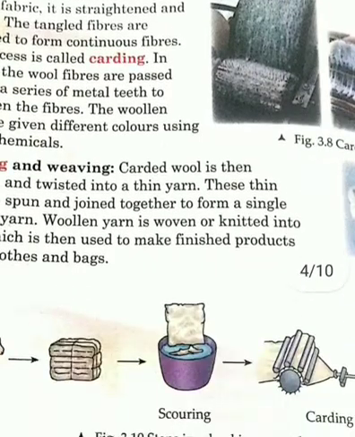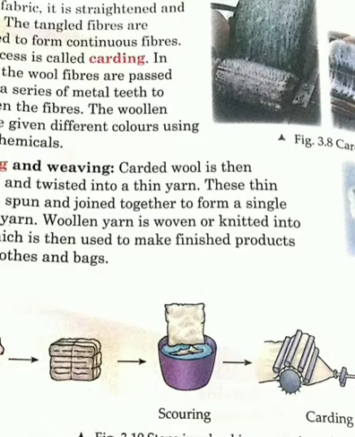We do the process of sorting. Sorting means differentiating different types of wool. After scouring, some wool gets damaged, and that wool is carefully removed from the other wool. That process is called sorting. Okay, and after sorting we do grading.